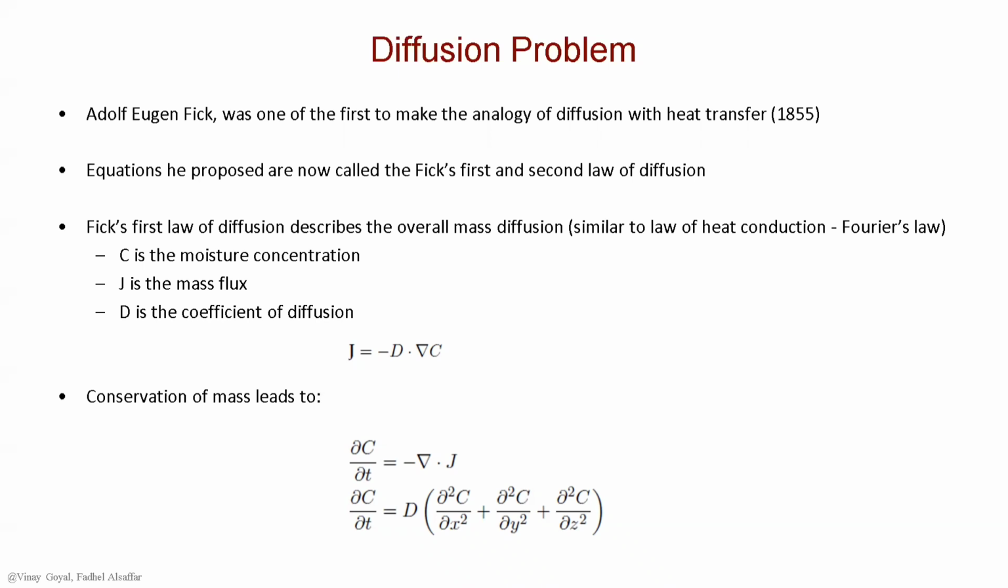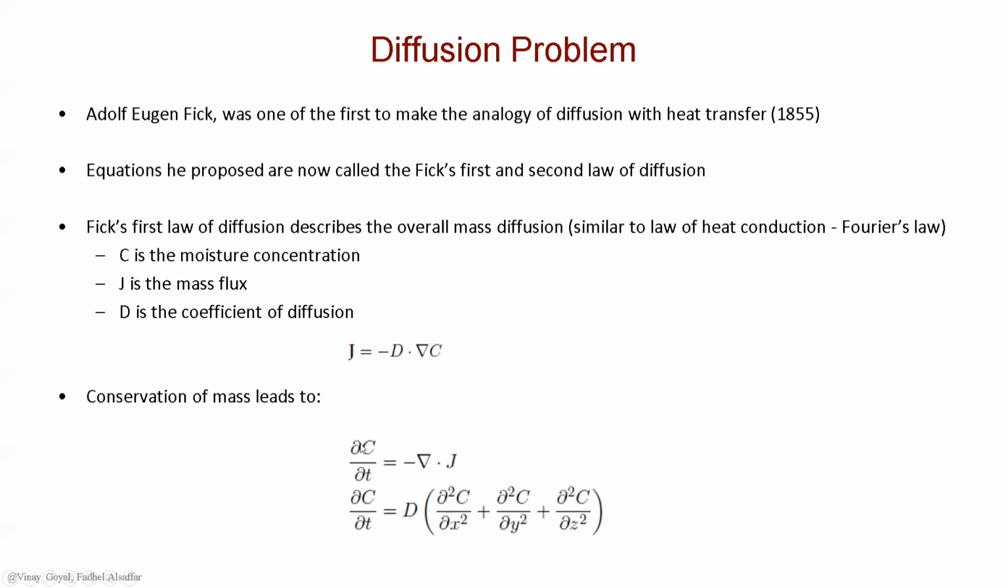In mass diffusion, the mass flux is equal to the coefficient of diffusion times the gradient of the moisture concentration. And so that equation is critical in understanding the mass diffusion problem. The conservation of mass leads to the fact that the partial of the concentration with respect to time is equal to the negative divergence of the mass flux.